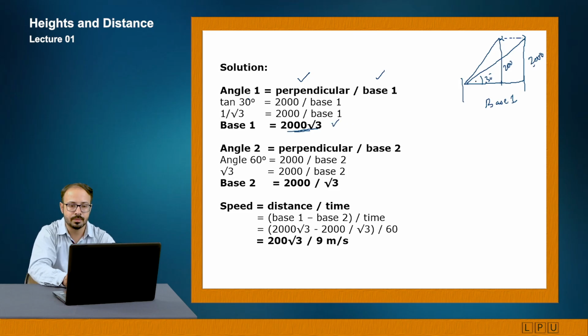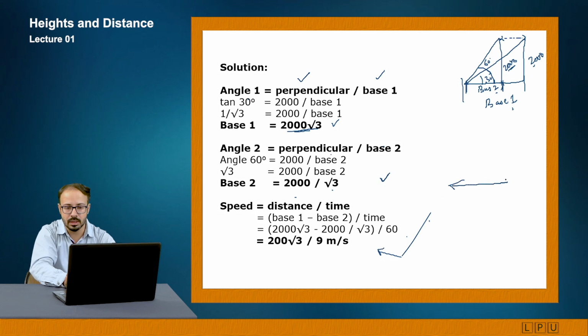Now in this case, this one is base 2, and this angle is 60 degree. The height remains the same, 2000. Height is 2000 only. So perpendicular upon base 2, 2000 upon root 3. So this is the condition. So base 1 minus base 2 is my desired answer. So this is how I need to deal with this.